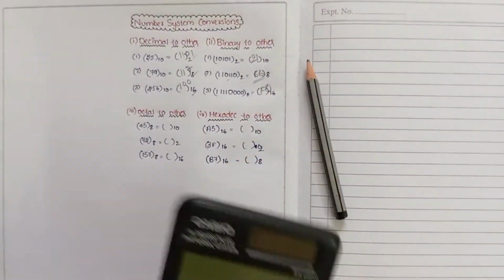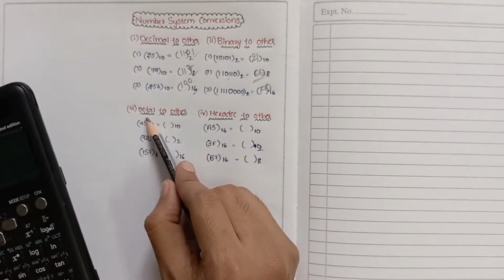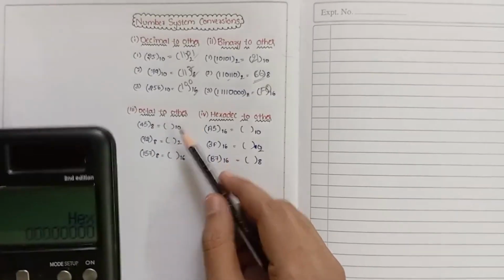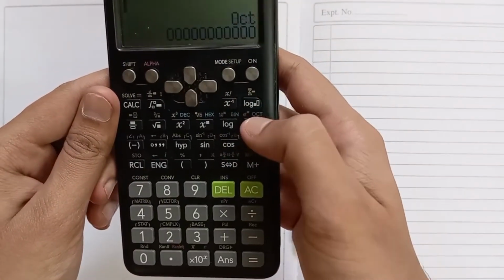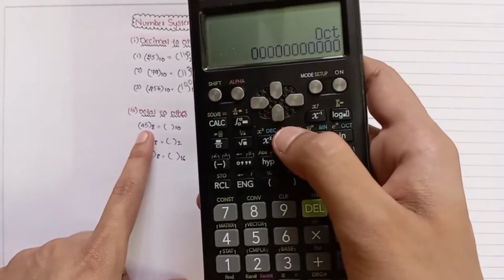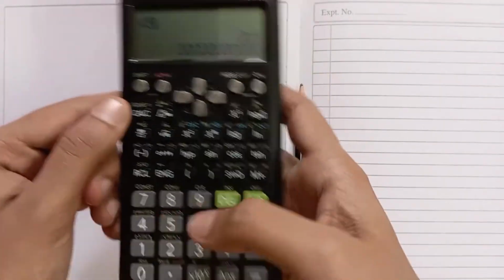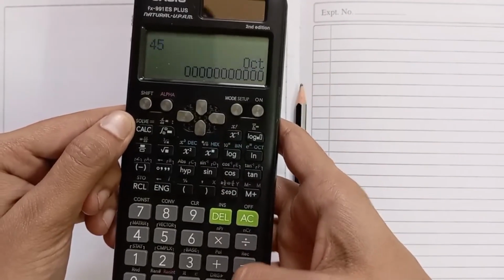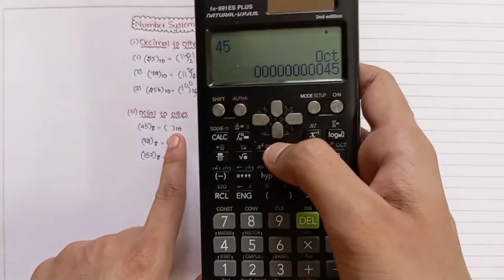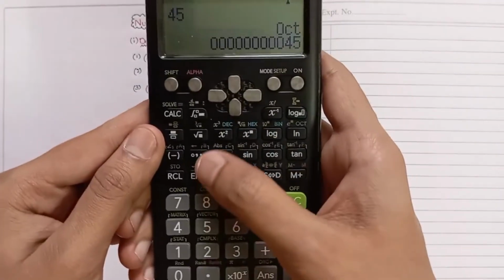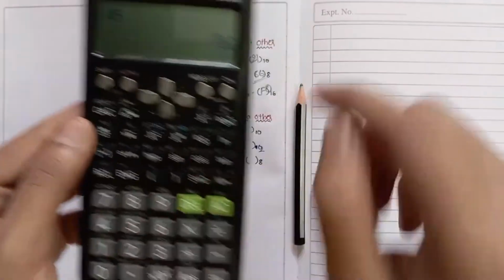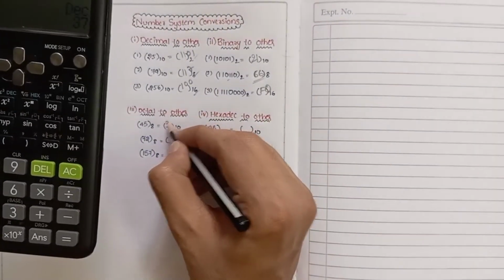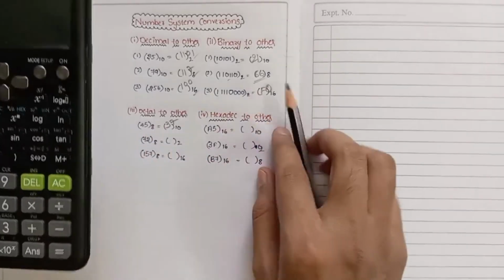Now we will see how to convert the octal number system to other numbers. What is the number? Go to octal, and the first number is 45. Store it here, press equal to. Which number system do we want? Decimal. So simply press, where is decimal? Above x square, simply press this. 37 is the decimal number for 45.